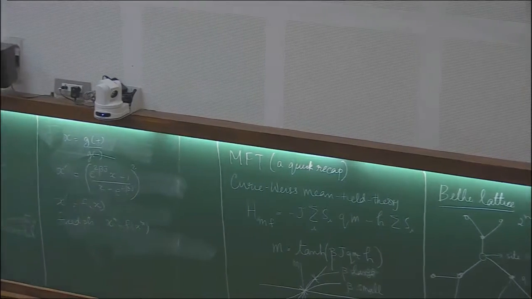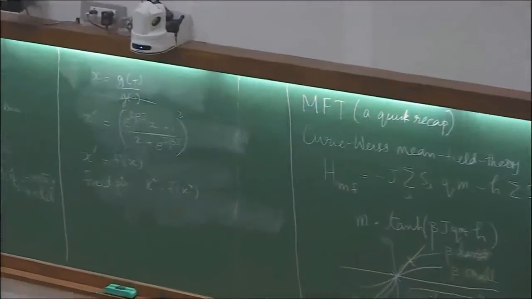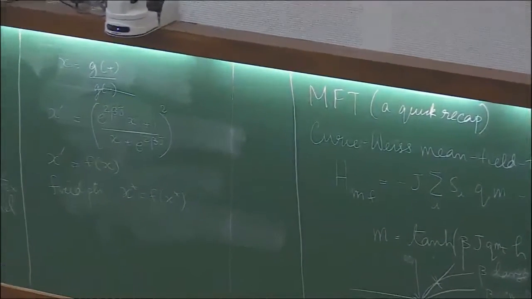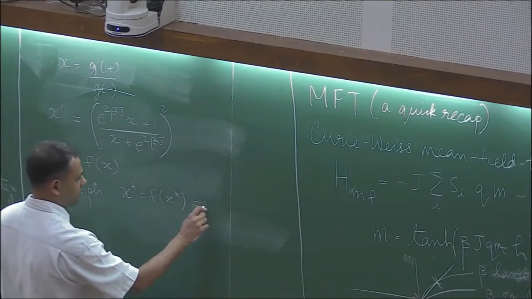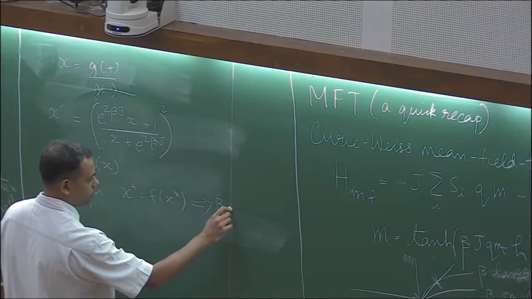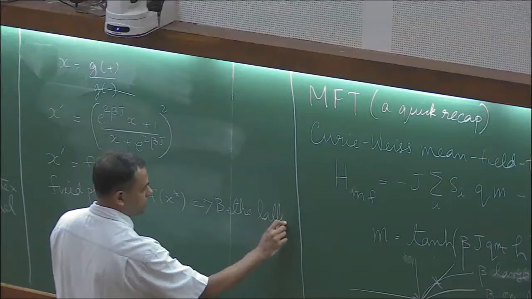If I look at the fixed points, it says I don't care what initial value of x I started with. The initial value of x is decided by my boundary. I forget about them, and I look at my fixed points. That ensures that I have no memory of my surface. And this solution gives you the Bethe lattice solution. This is called the Bethe lattice.